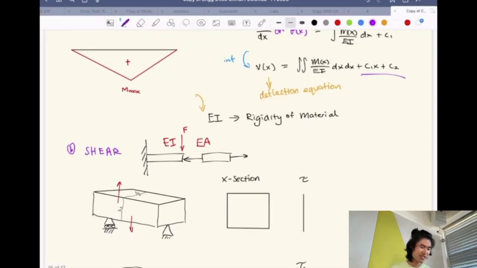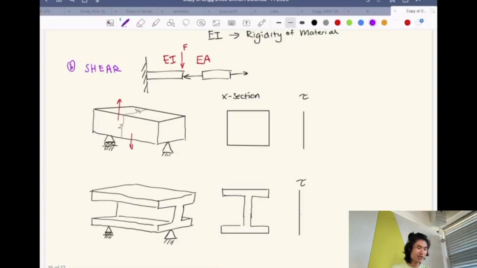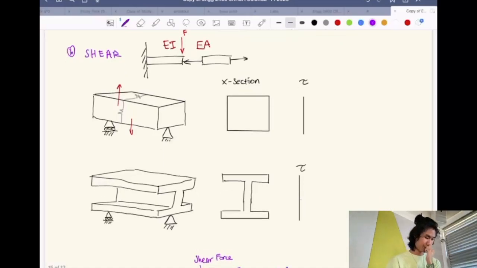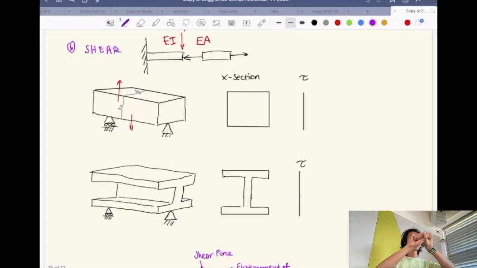Okay, let's move on to shear. So for shear, when a beam is bending, the particles are going to shear against each other, to some extent. As well as that, it's just about how a beam is going to experience shear.